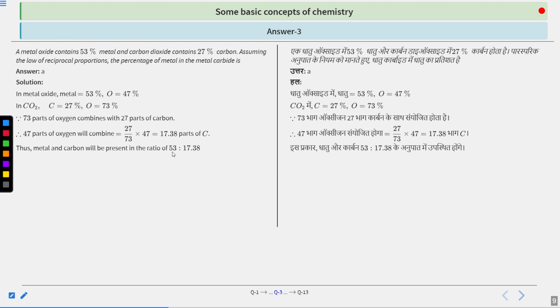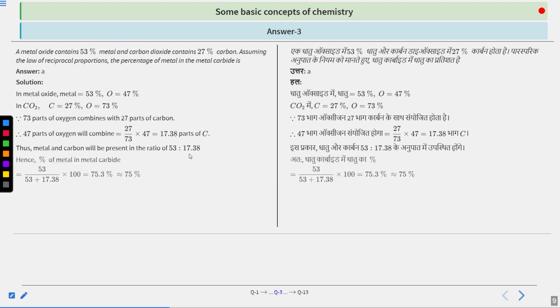So we have calculated it for the carbon again: 47 parts of oxygen will combine with 17.38 parts of carbon. Therefore metal and carbon will be in the ratio 53 is to 17.38. Now what will be the percentage? For that, 53 divided by 53 plus 17.38, multiplied by 100. It's very easy to calculate, and that will give us 75.3, or you can write approximately 75%.